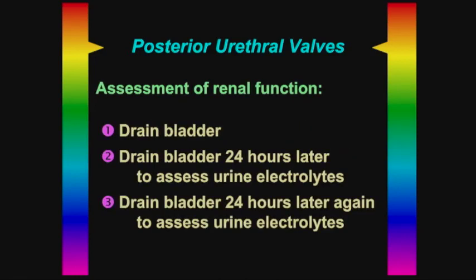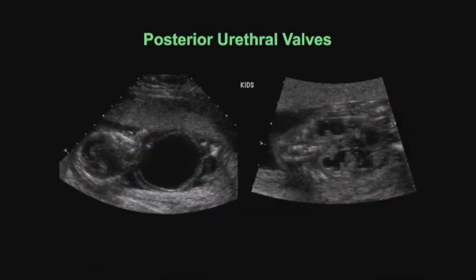So what we do is we drain the bladder, and then we wait 24 hours. And 24 hours later, we drain the bladder again to see if the fetus is able to concentrate electrolytes in the urine. If that works, we may drain the bladder one more time to make sure the fetal kidneys are really working. And if they are, then it's worth considering putting a shunt in place.